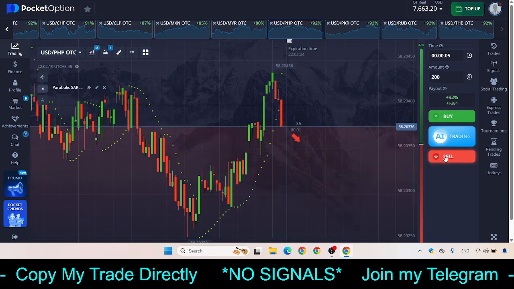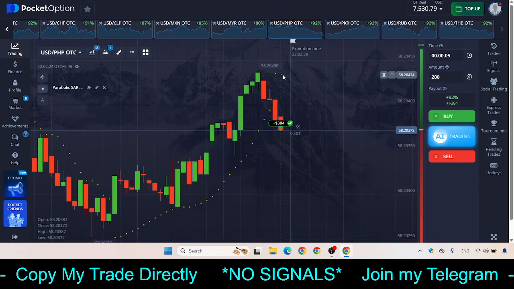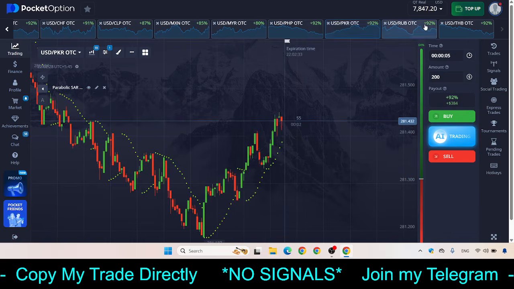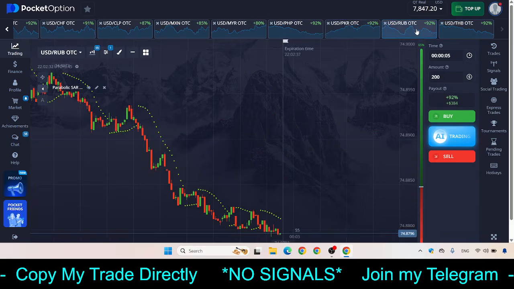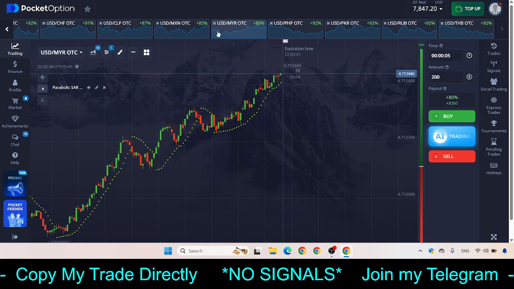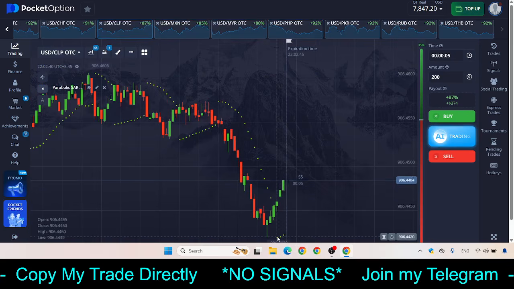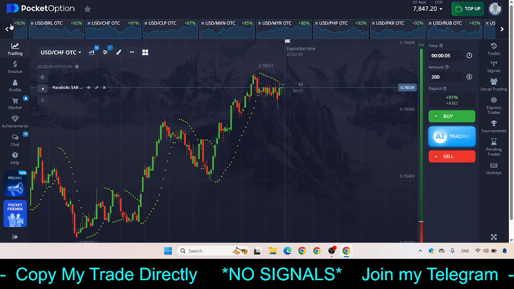So one dot has formed, so it's time for the second dot and we have made a trade. Here you can see the second dot has formed here and we have made a profit here. So let's keep on switching so that we can find the entry point. Now again we'll switch from here. You can keep on switching these currency pairs. Here you can see the second dot has formed and the market was going above. So let's keep on switching.